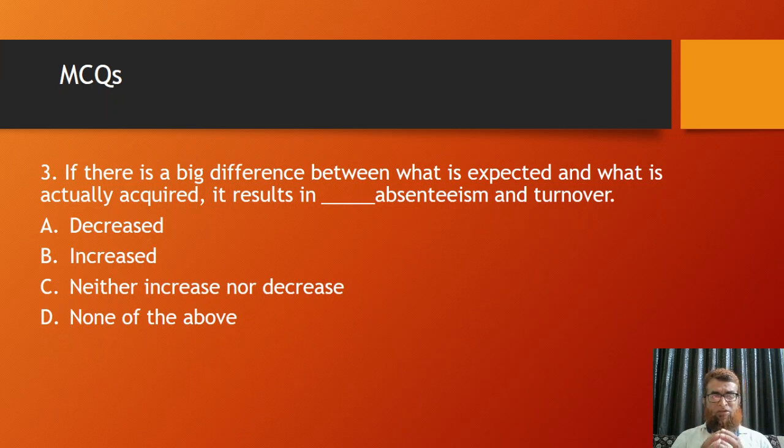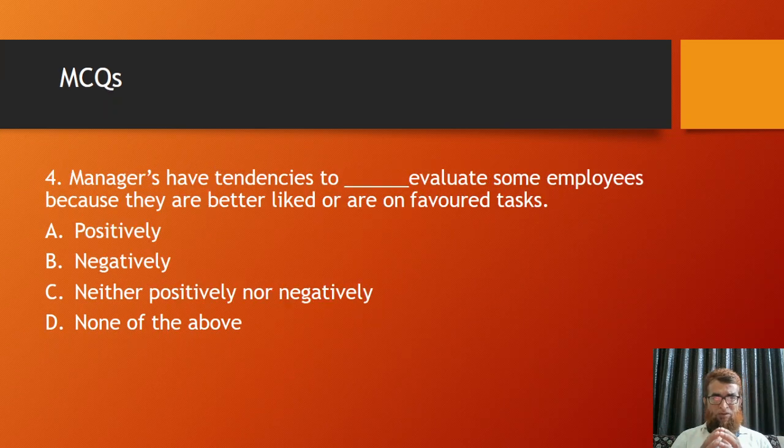Third question: if there is a big difference between what is expected and what is actually acquired, it results in dash absenteeism and turnover. Choices are decreased, increased, neither decrease nor increase, none of the above. Fourth question: managers have tendencies to dash evaluate some employees because they are better liked or are on a favored task. Positively, negatively, neither positively nor negatively, none of the above.